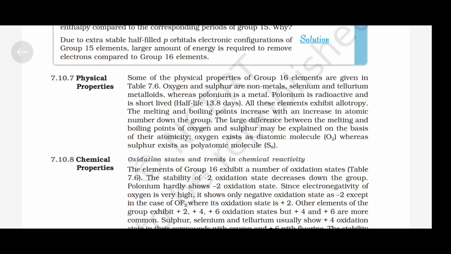The melting and boiling points increase with an increase in atomic number down the group. The large difference between the melting and boiling points of oxygen and sulfur may be explained on the basis of their atomicity. Oxygen exists as a diatomic molecule, whereas sulfur exists as a polyatomic molecule S8.